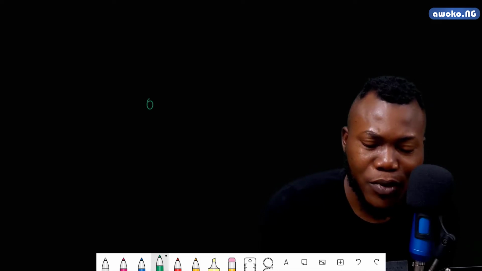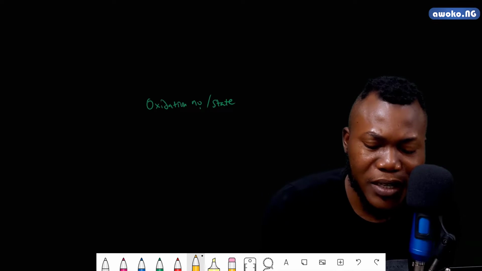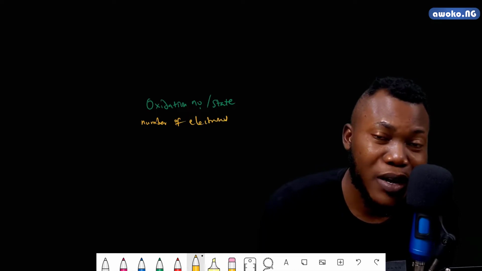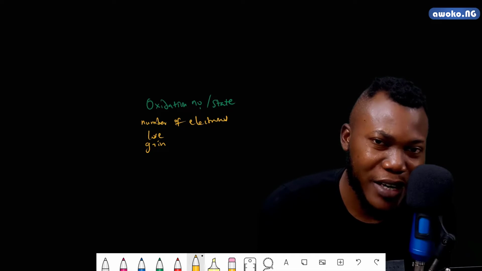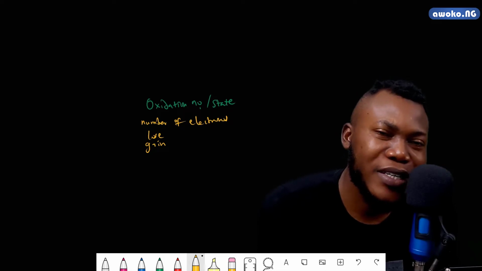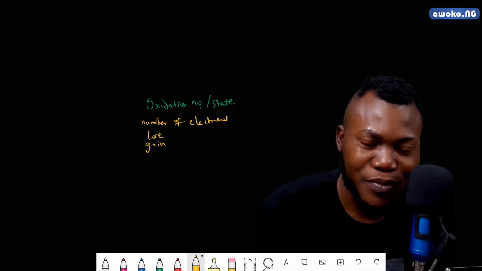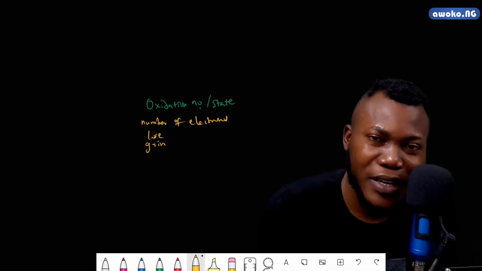So the term oxidation number or state was developed. The oxidation number tells us the number of electrons which a particular atomic species is willing to lose or gain when it undergoes a chemical reaction. So how do we determine the oxidation number of an atom? There are several rules that we must know that determine the oxidation number of an atom.